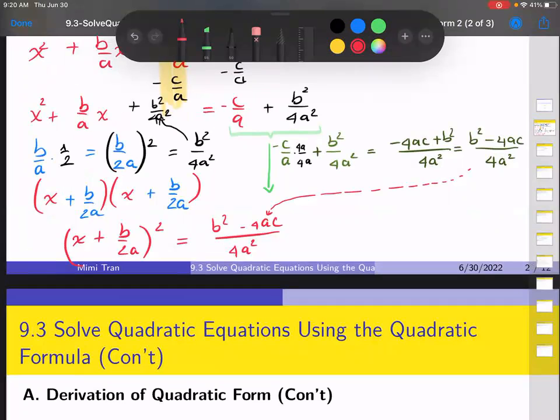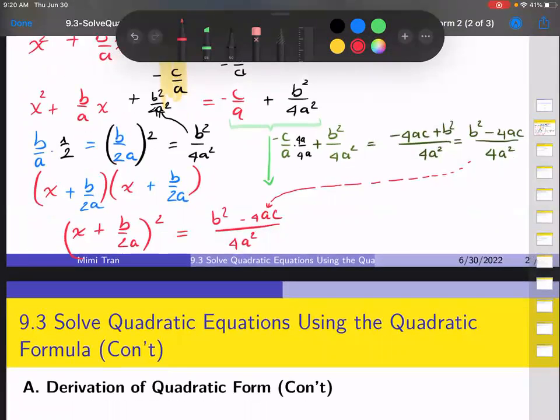What do you think I should do next? What do you think I'm going to do next? Complete the square. What's the next thing we do? Remember the completing the square process. After we have a perfect square, what do we do? Square root, right? It's just this square root. So square root both sides. Don't forget plus and minus.